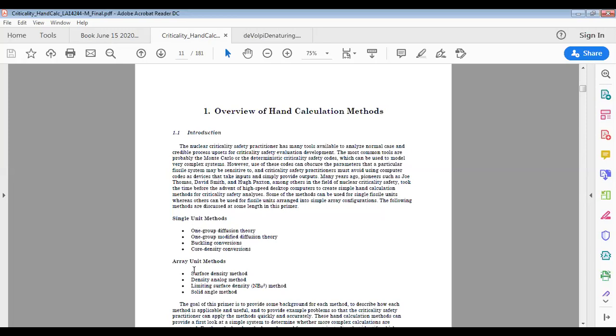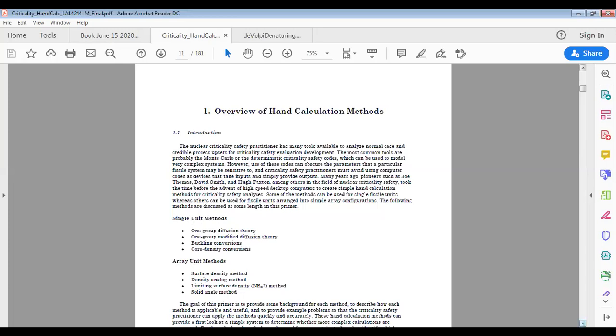Now, often for those of you who go and get a job in an enrichment plant, or in a reactor where you have to store materials, whenever you place things, they interact, they talk to each other. So there's a solid angle method because there's interactivity.